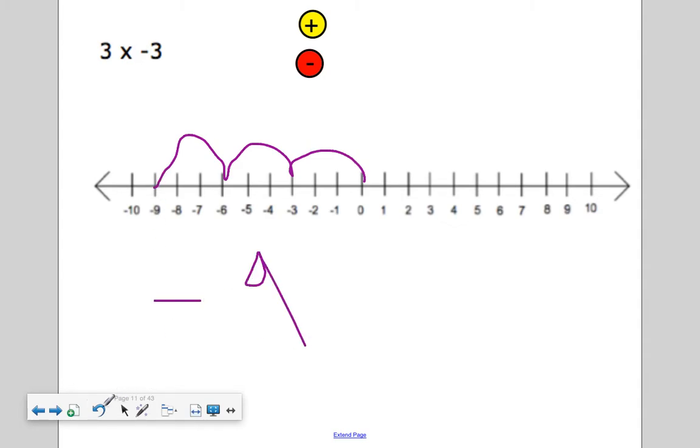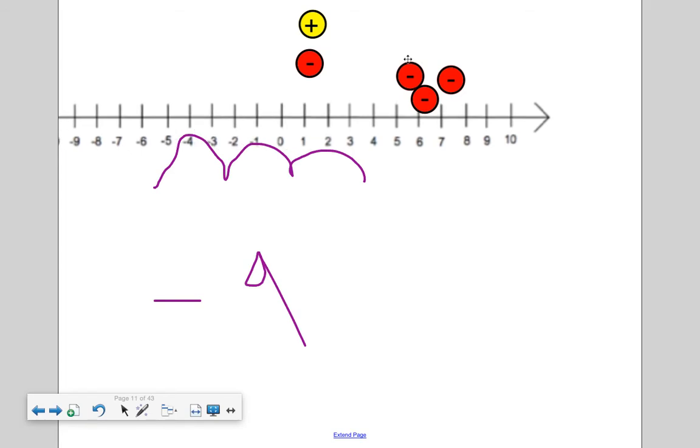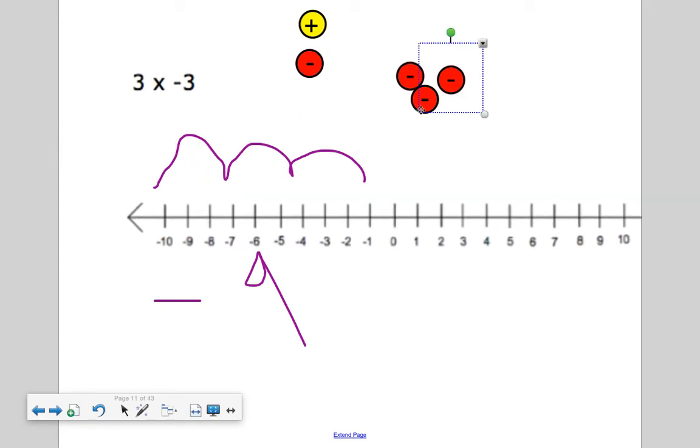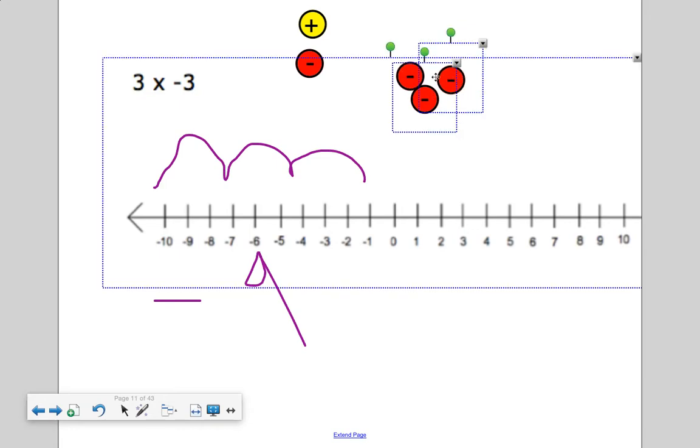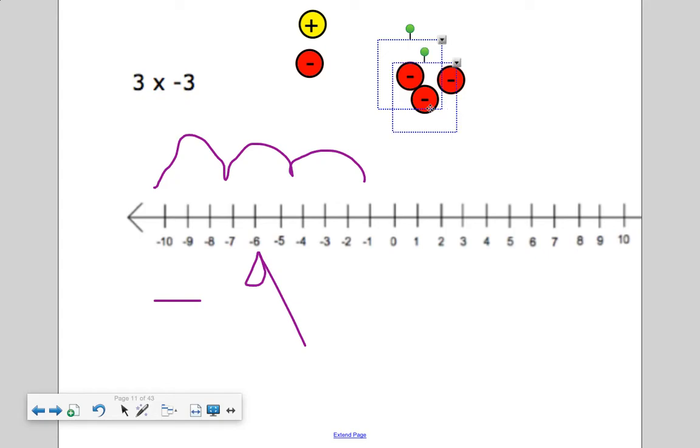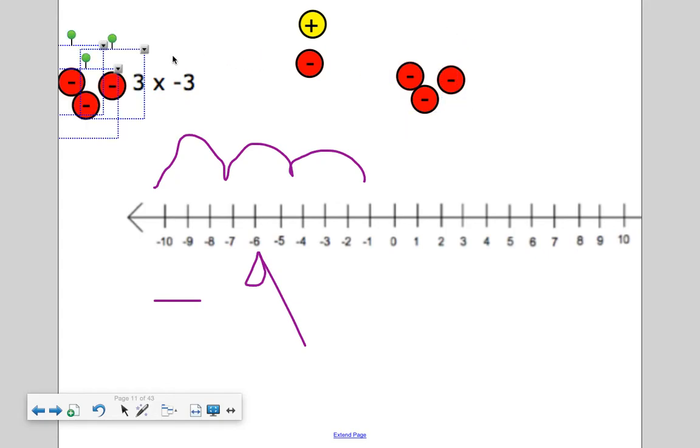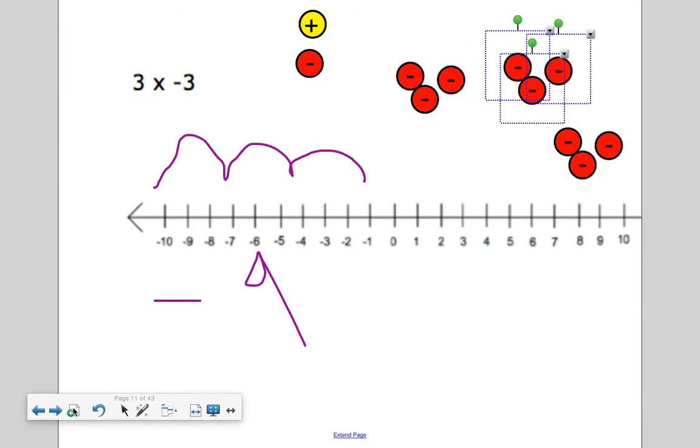What if you prefer using modeling? So I have one group of negative 3. A second group of negative 3 and a third group of negative 3, so it's negative 9.